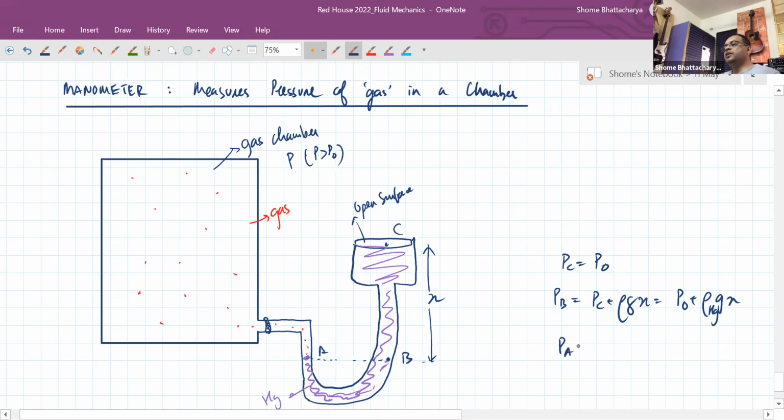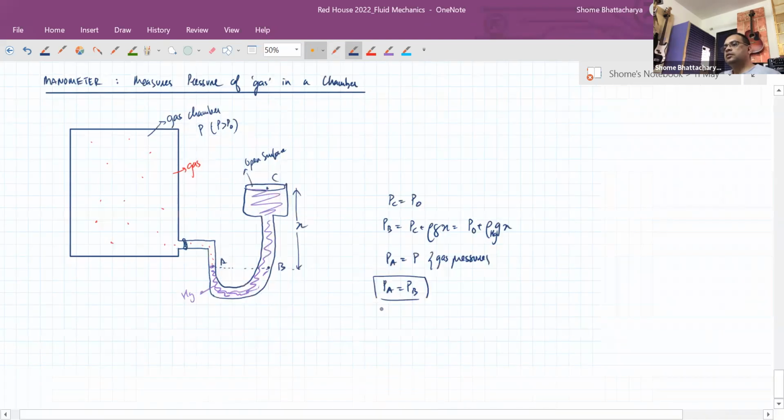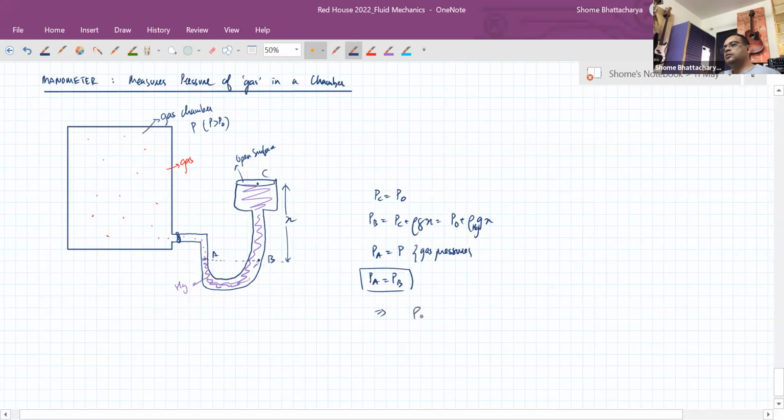Now pressure at the point A is equal to the pressure of the gas. And pressure at E will be equal to pressure at B because they're at the same horizontal level inside mercury. So comparing these equations, you can see that pressure of the gas will become P naught plus density of mercury into G into X.